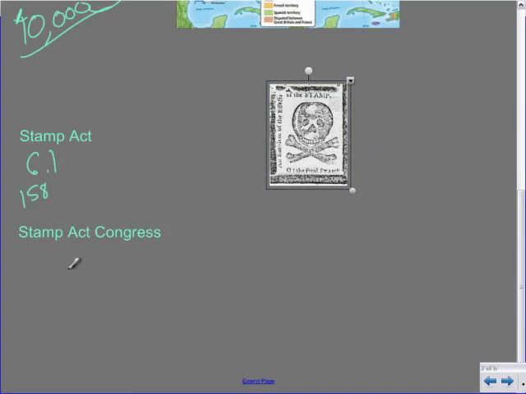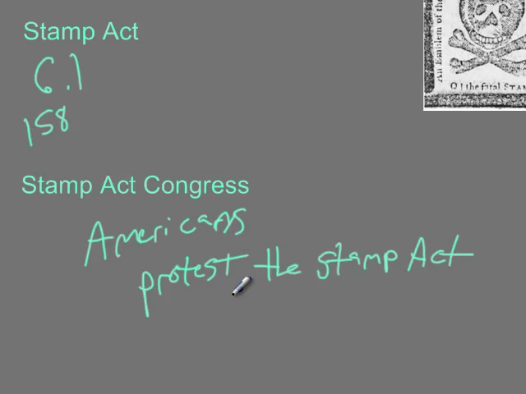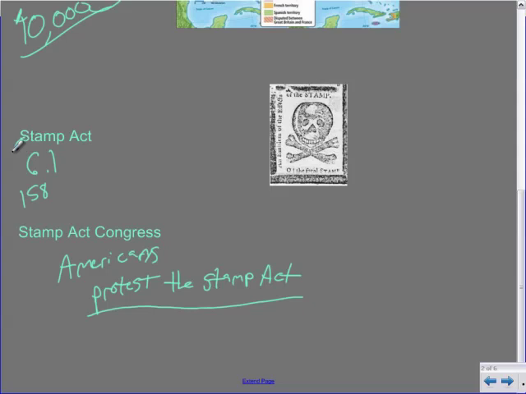And the Stamp Act Congress is a group of Americans who come together, and they want to protest the Stamp Act. It's like a meeting where they can get together and decide how they're going to protest. And that's what the Stamp Act Congress is. The Stamp Act happens, the English put that into place, and then the Americans form the Stamp Act Congress, like the meeting place of people to protest the Stamp Act.